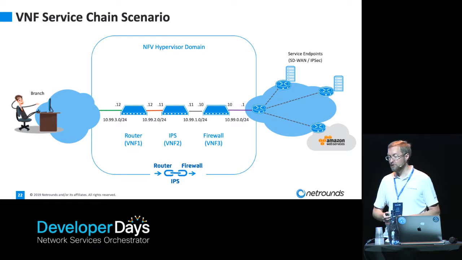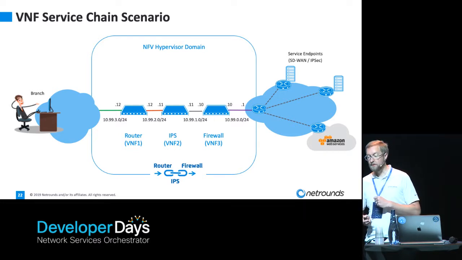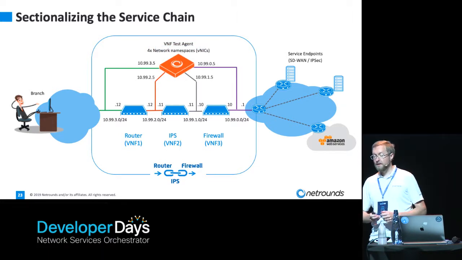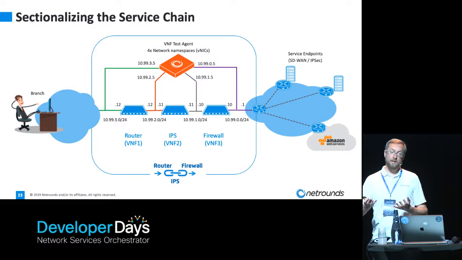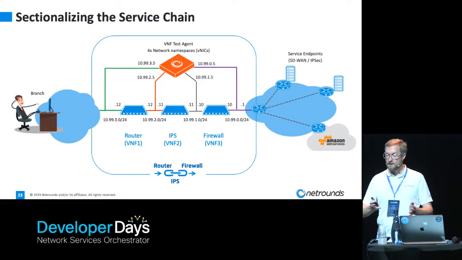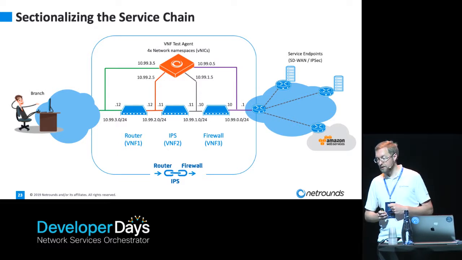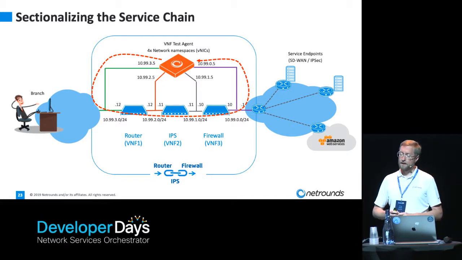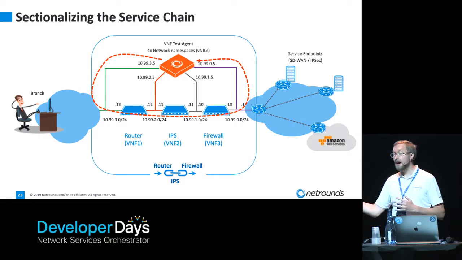So when you build a chain consisting of many VNFs in a sequence like this, here we have a router, an IPS, and a firewall all chained together. You can take a single test agent, give it 4 network interface cards, and connect them into the link network between the VNFs. And to get a complete picture of the end user's perspective on the service, you can run traffic from the inside to the very outside of the service chain, and you get the full chain performance.